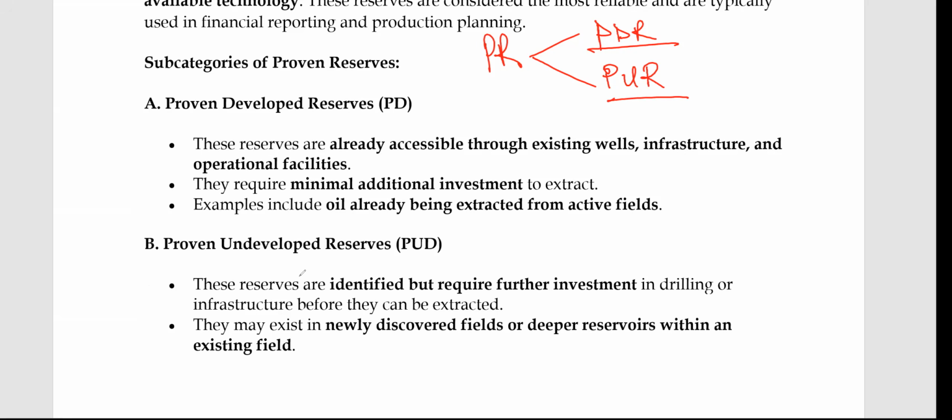So it's oil already being extracted from active fields, and the chance of recovery is very high compared to one which is under some bedrock that you have to go and extract. Does it make sense? Yes. Then we have proven undeveloped reserves. This one, you know that it can come to the top, but you have to put in some extra work to bring it to the top.